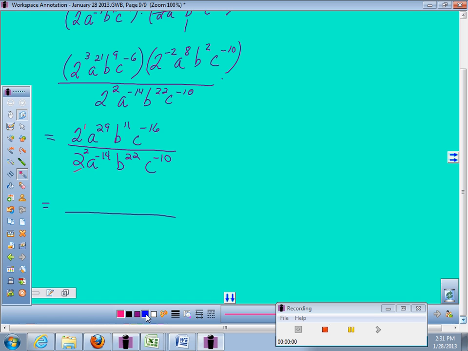So yes, 1's going to come down. I'm going to subtract 1, and so yes, I'm going to end up with 2 to the first on the bottom, or just 2. Now your A's, you want them to be positive. So yes, you want to get rid of the negative 14, so you might as well move it to the top. And it becomes positive 14, and we have, yes, A to the 43rd.